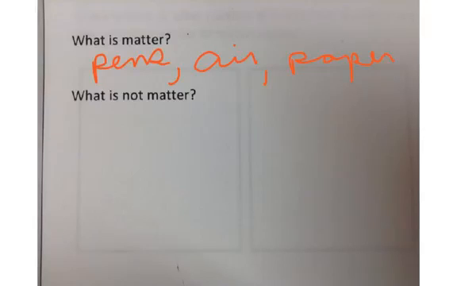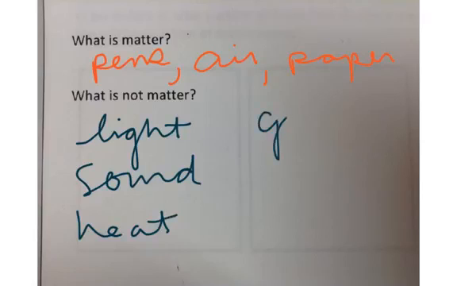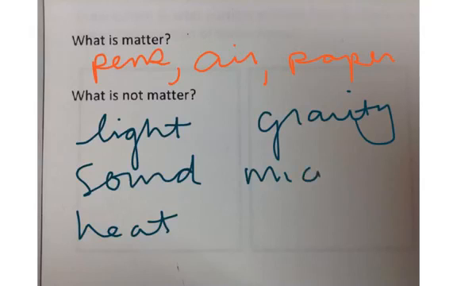So then you question yourself, well, what is not matter, since it seems like so much is matter? Well, you've got light. You have sound. You have heat, gravity, microwaves. And what all these are missing are both the volume component and the mass component of the definition of what is matter.